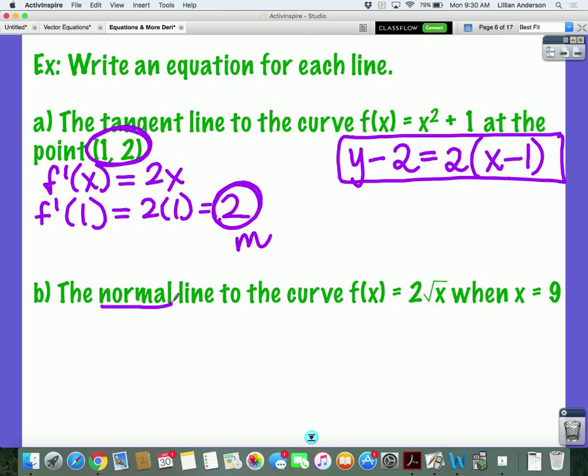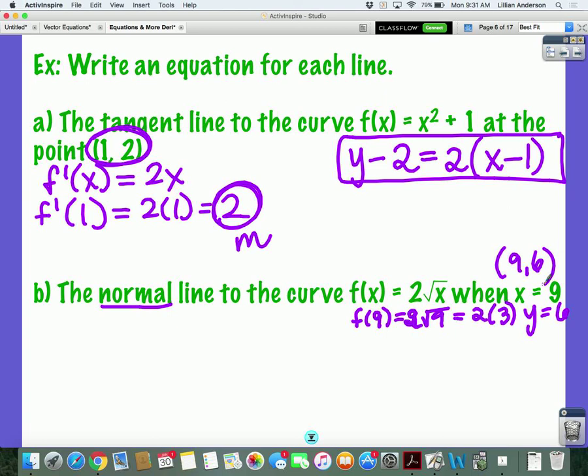And unlike the previous one, we only know the x value here. How do we find the y value? Plug it into the original function. When x is 9, what's y on the original function? So let's do that real quick. It's going to be 6. So you have 2 times the square root of 9, 2 times 3. So your y value is 6. So you do have your point. You just had to find it first. So 9, 6.